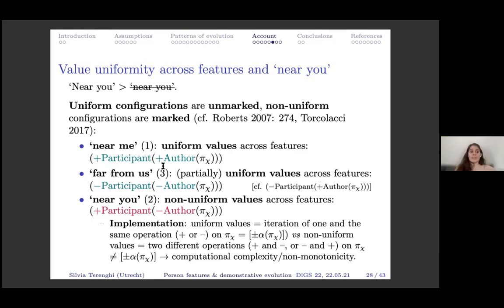And here I apply this metric to the configurations instantiated by person feature values. So while the near me and far from us spaces, say, can be defined by uniform values across features, so we have plus plus or minus minus, the near you domain is derived by non-uniform values across features, so we have minus and then plus.